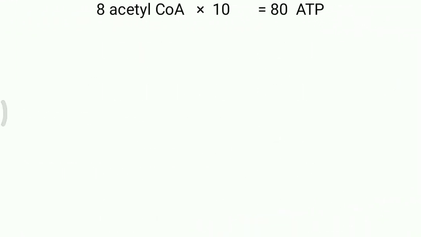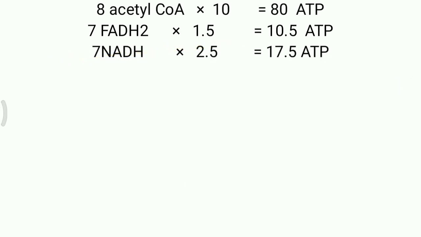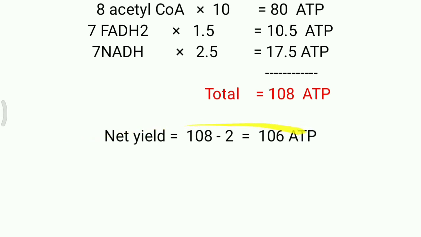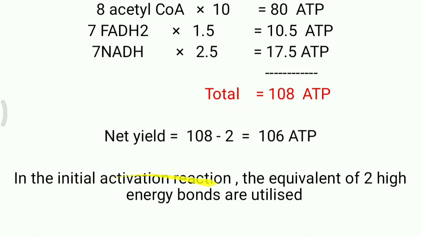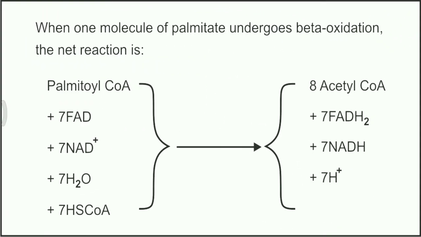So the energy yield from palmitic acid may be calculated as follows, and you have to remember: 8 acetyl CoA are generated, each molecule making 10 ATP, so 80 ATP. Further, 7 cycles of beta oxidation, so 7 into 1.5 makes 10.5 ATP, and 7 NADH into 2.5. So a total of 108 ATP is generated after beta oxidation of palmitic acid. But initially, when fatty acid is converted to acyl CoA, 2 high energy bonds are utilized, so it makes 106 ATP. So in the initial activation reaction, the equivalent of 2 high energy bonds are utilized. So a total of 106 ATP will be generated per 1 molecule of palmitic acid.